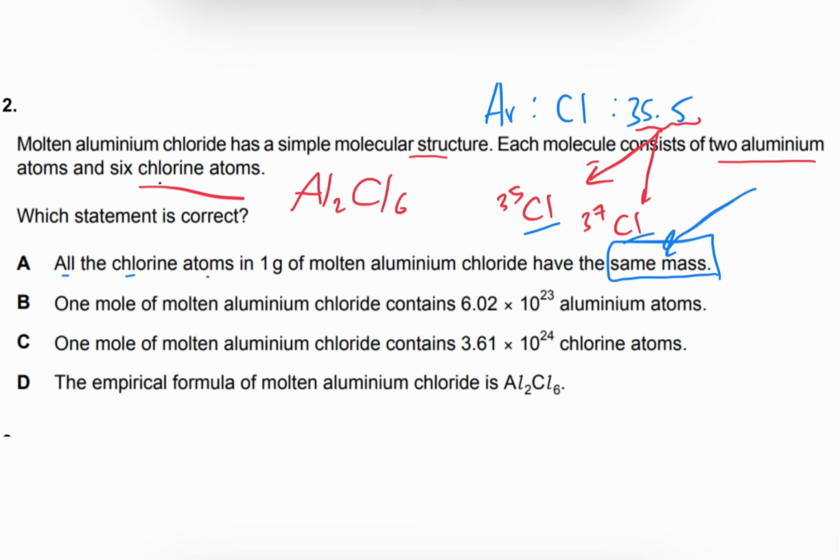So the sample of aluminum chloride shouldn't have the same type of isotope. They could have a mixture of isotopes, and that's why A is not correct.